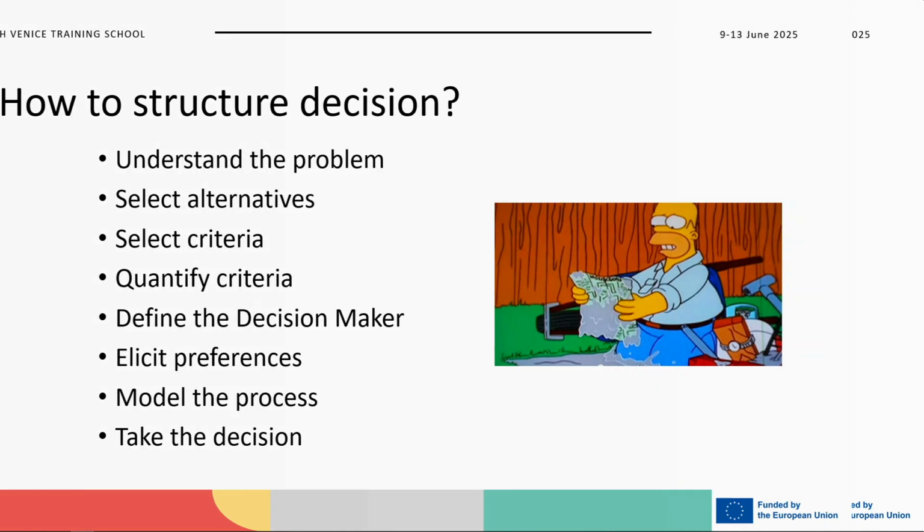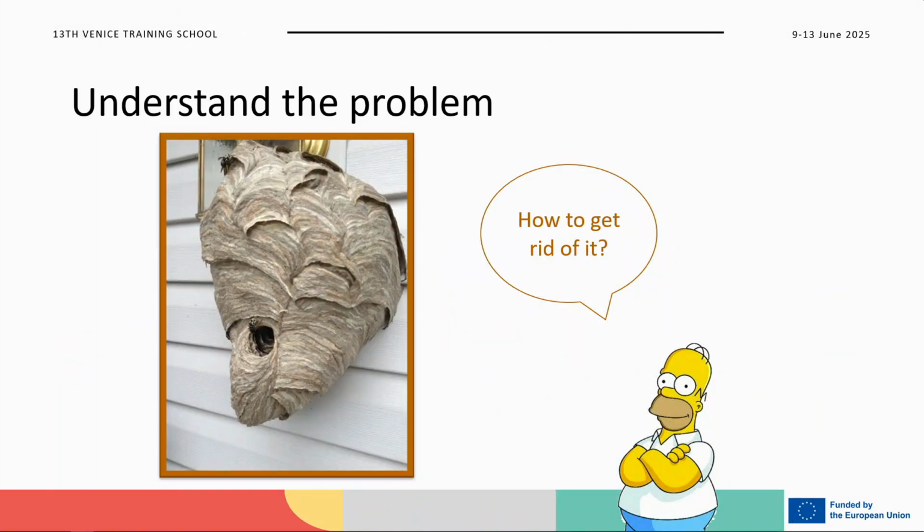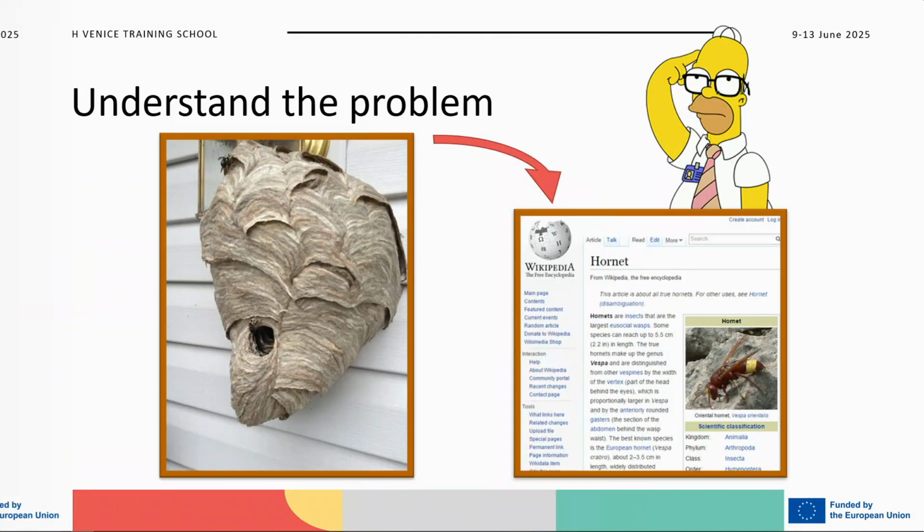He has a not nice hive of, I don't know, bees, let's say, and he wants to get rid of it, of course. So first step, understand the problem. So these are hornets, sorry. Strange for him, but he should go and search for that. Maybe he's allergic to hornets, then this makes the problem a bit more complex to deal with. Maybe not, but he needs to know what he's dealing with.